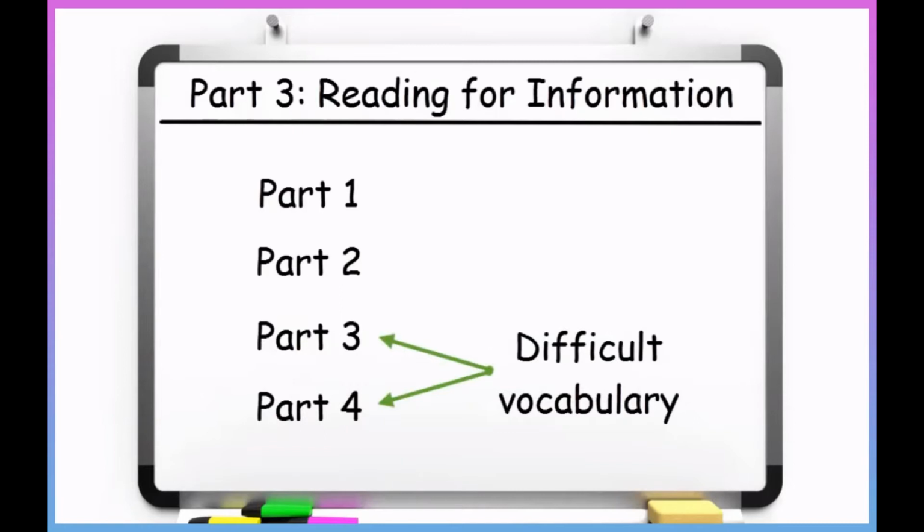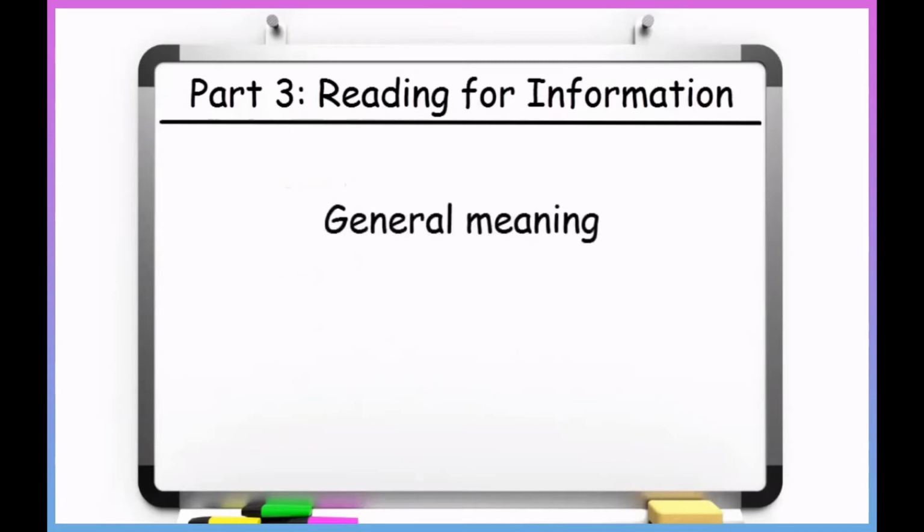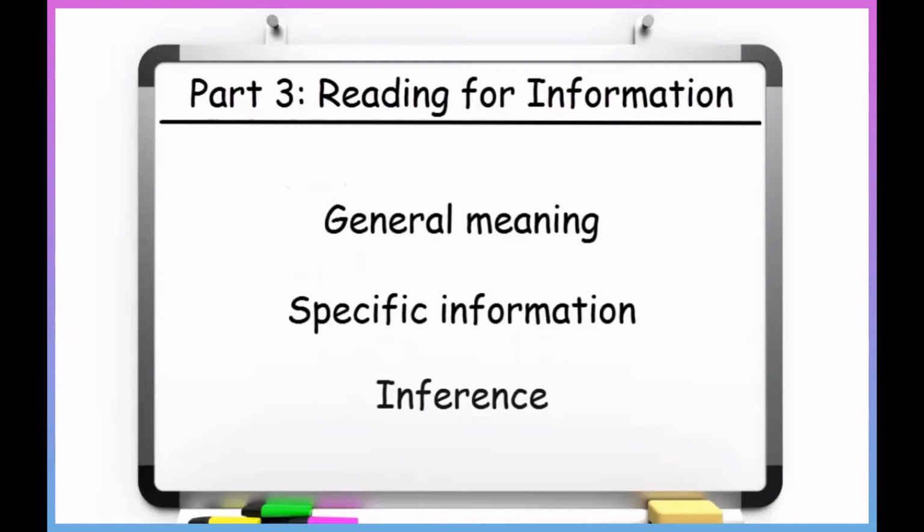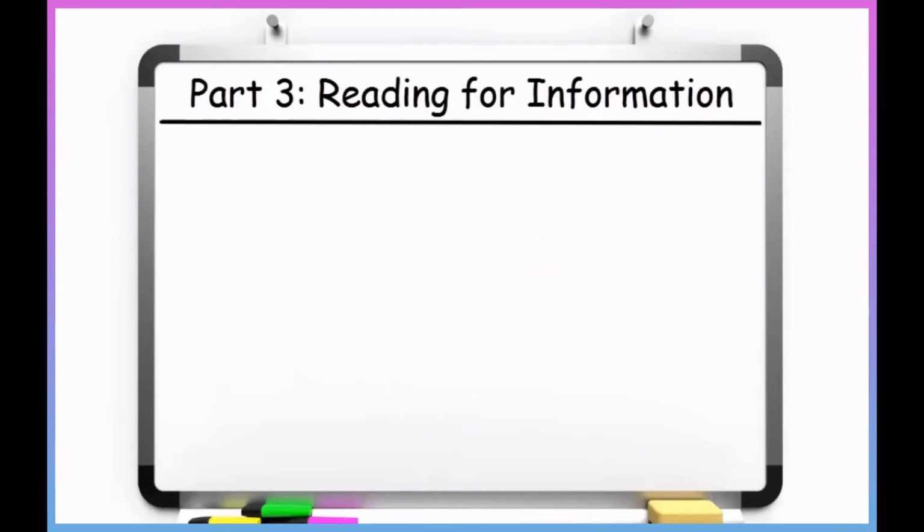Do you remember the 3 types of questions on the reading test? General meaning, specific information, and inference questions. Well, the higher level vocabulary often makes these questions more difficult. Specific information questions are especially challenging in reading parts 3 and 4, as they may depend on your understanding of a particular word. General meaning and inference questions draw on your overall understanding of a text, and so, if you read carefully, they shouldn't be quite as hard.